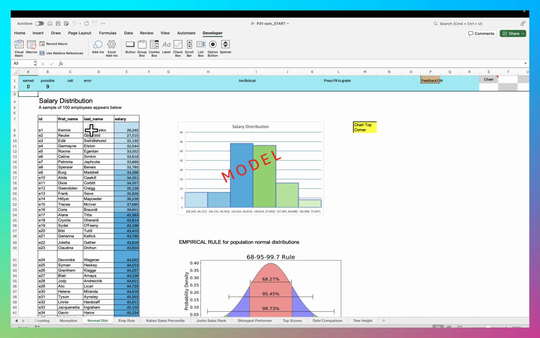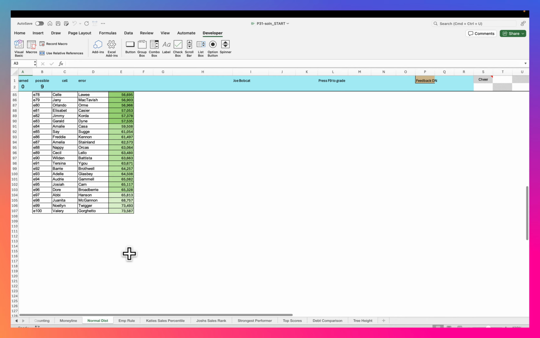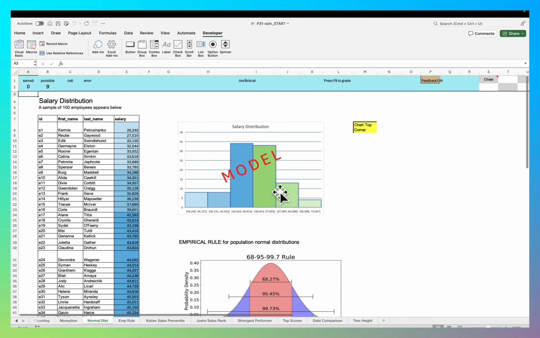So imagine that we have some sample data. Sample of 100 employees appears below. You've got the employee ID, first name, last name, and their salary. And here they've been sorted, and they're basically sorted to match this histogram. So you can see, salaries between 26,000 and 34,000 are this light color here, 34,000 to 42,000 at this slightly darker blue, and then slightly darker blue for the next group, and then we start the greens starting darker and getting lighter all the way down through this histogram.